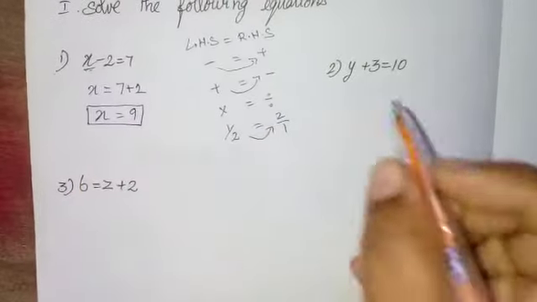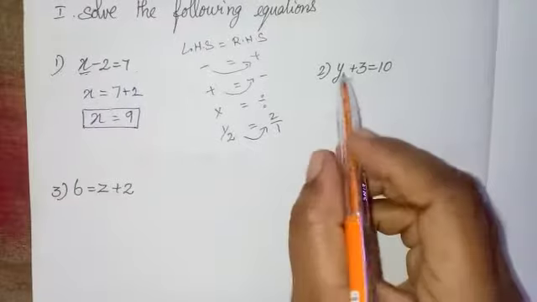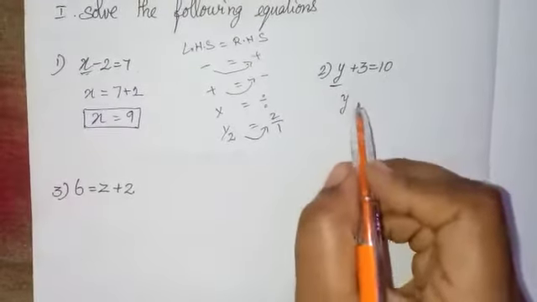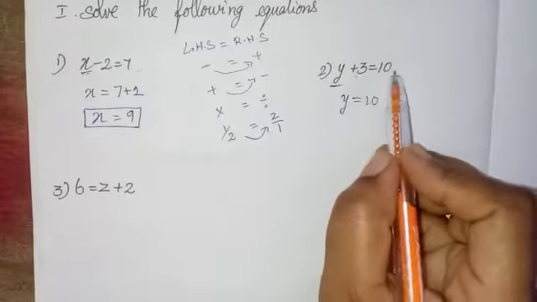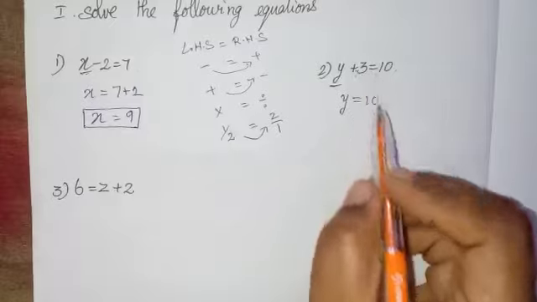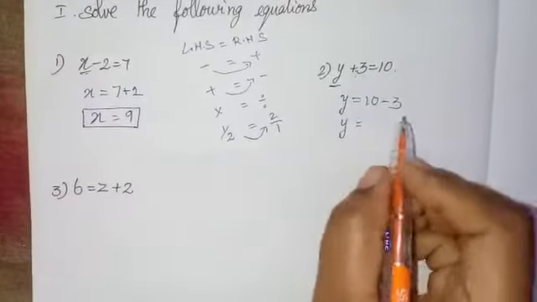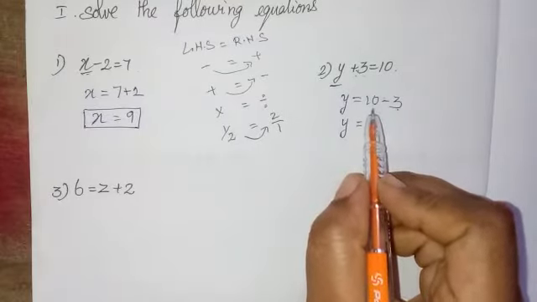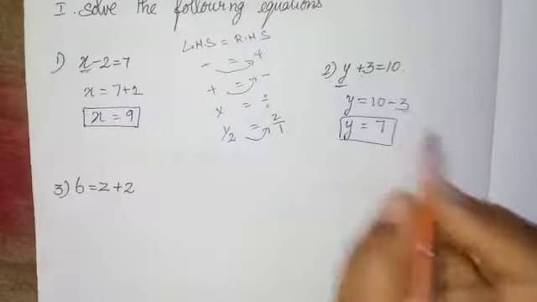So next sum we are going to see: y plus 3 equal to 10. So what we want is the y value. So I take y as it is. So 10. If the 3 goes to the right hand side, here it is plus 3, then there it is minus 3. So y equals 10 minus 3. What is 10 minus 3? 7. So y value is 7.